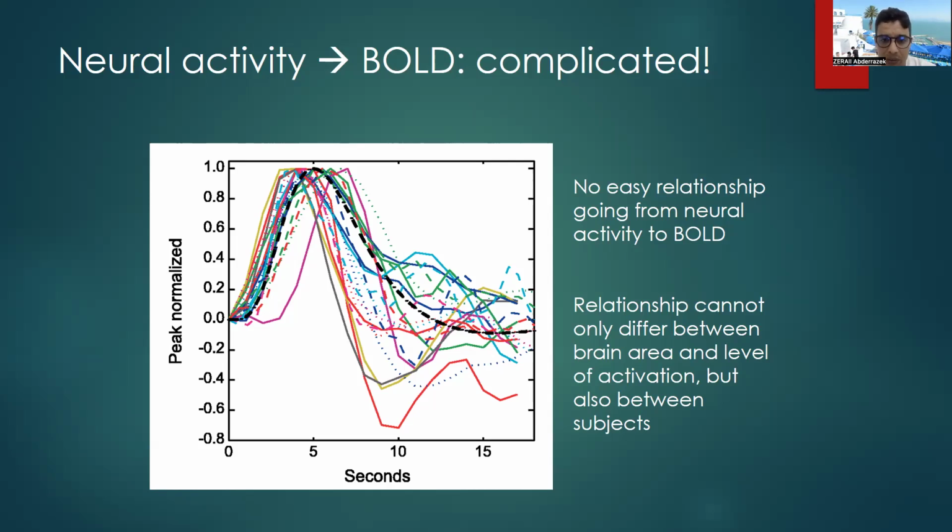The relationship can differ not only between brain areas and the level of activation, but also between subjects. For example, there is a difference in terms of consumption between subject one and subject five, in terms of the localization and the amount of the consumption.